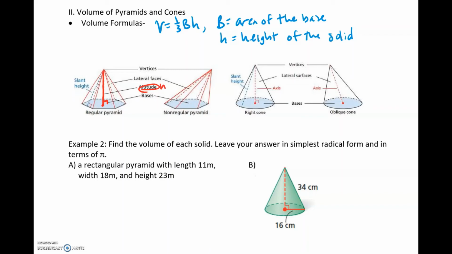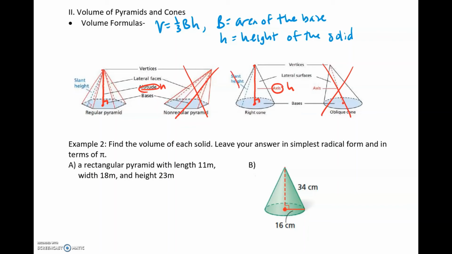We don't really care about the non-regular pyramid. I have that on there to show you guys they exist, but don't worry about it. We're only going to be looking at regular pyramids and cones. So again, this axis that's labeled is what we call the height. So you can see how it goes from the vertex all the way down to the center of the base.